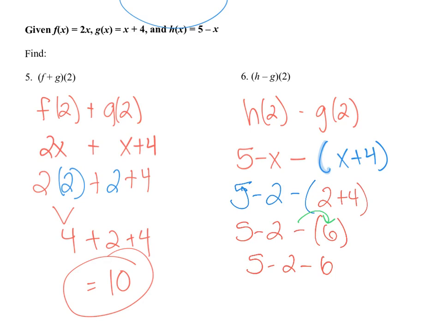So why is the g in parentheses? Because with subtraction, we always put it in parentheses. Remember from function operation? Second one always goes in parentheses. Negative 3. That's my answer.